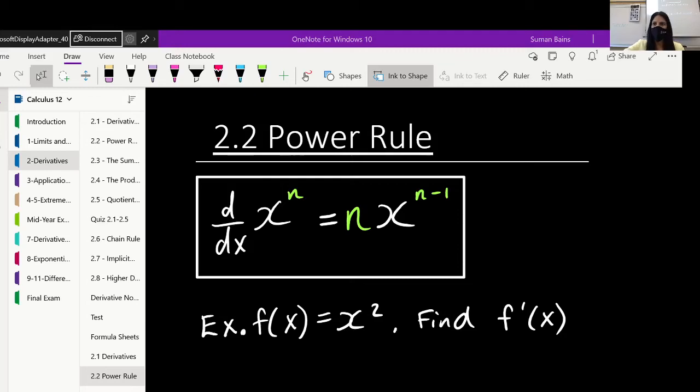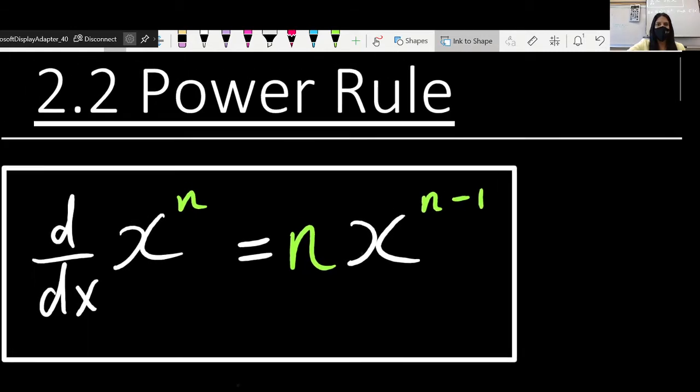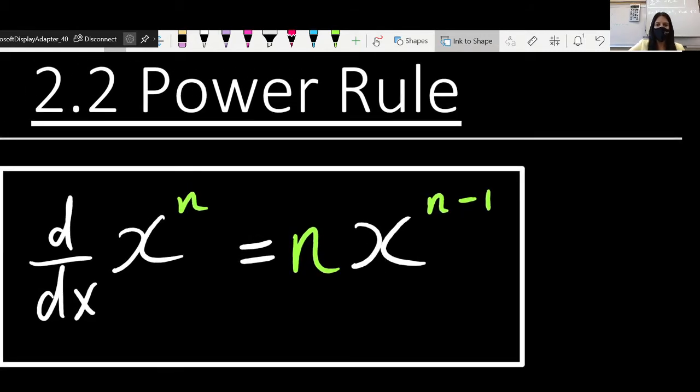So 2.2 is on the power rule. I'm going to start off by reminding you that although I have used d dx of x to the n, remember that I could write that as f prime of x. I could write that as dy dx. Remember all those different notations that we did in the last lesson. This just happens to be the one that I've chosen. I'm going to alternate between the different notations so that you're familiar with them and you get to see that they all mean the same thing.